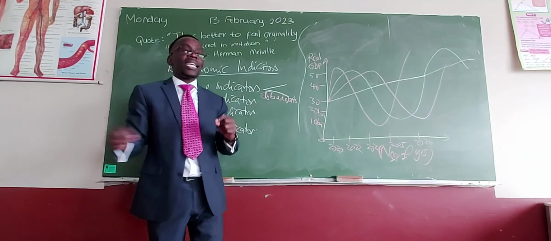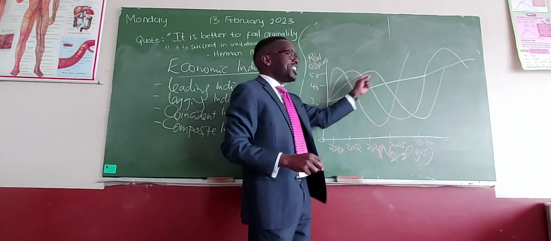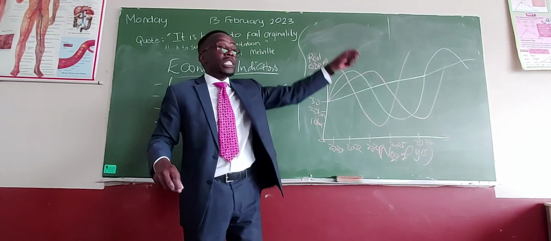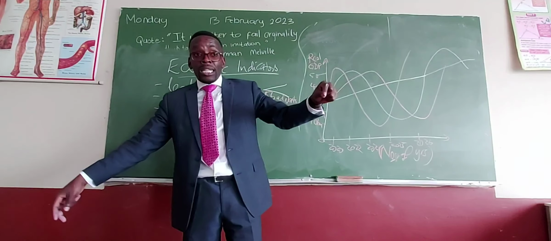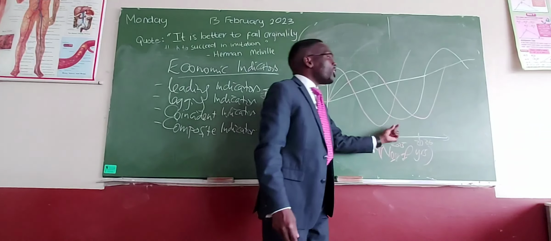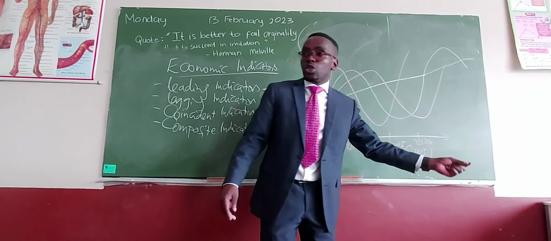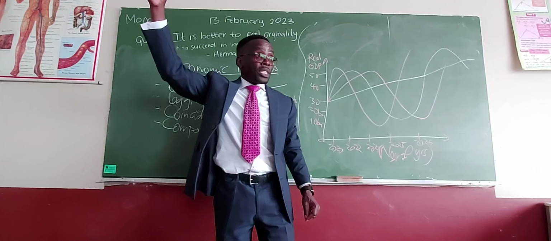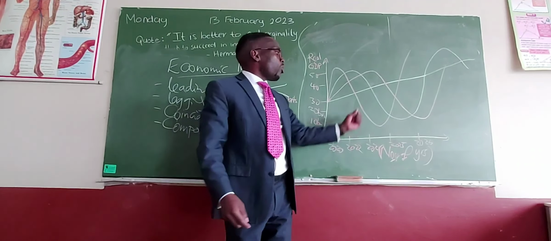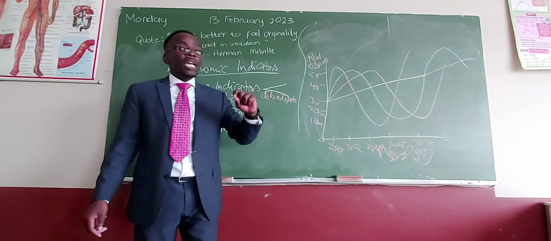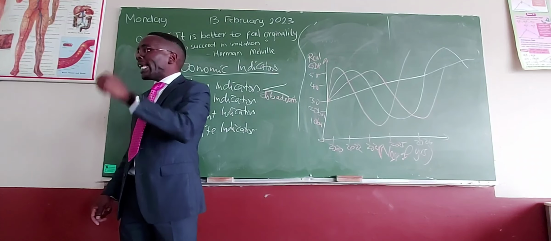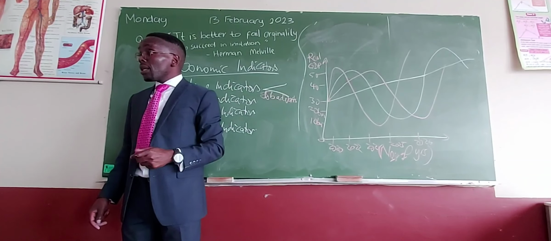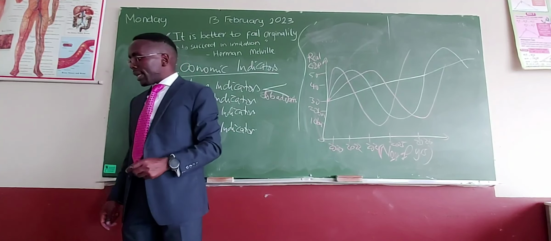The prime lending rate cannot increase before the economy reaches its peak. It can only increase when the economy has reached its peak and now we want to dampen the economy. It can only go down when the economy is already at its trough and now we want to increase the level of economic activity. So you will find that the prime lending rate is an example of a lagging indicator.